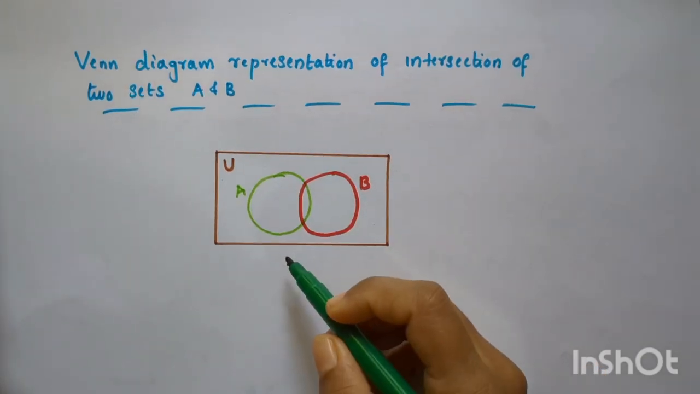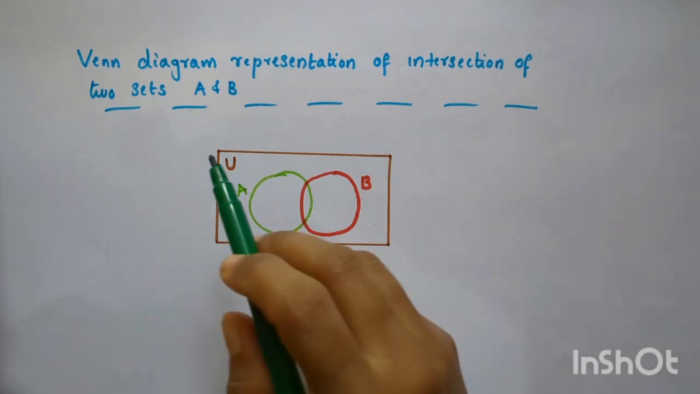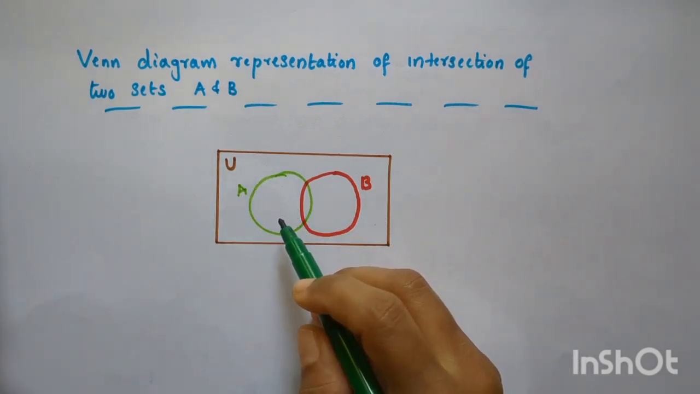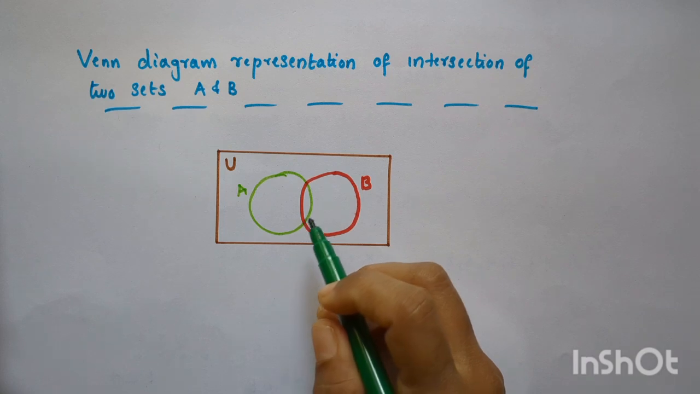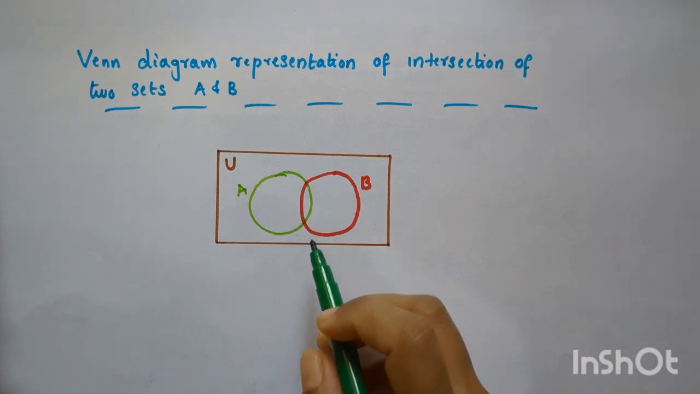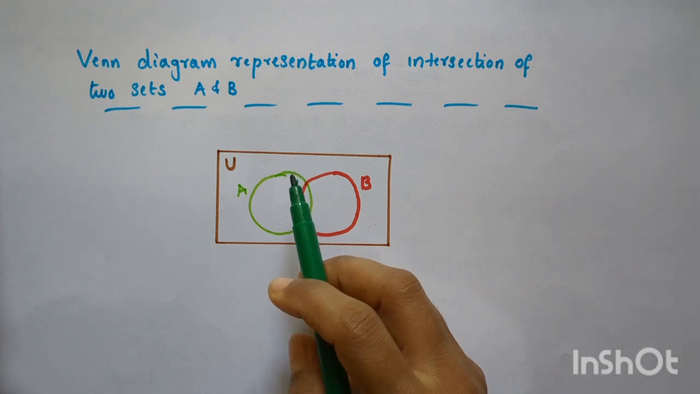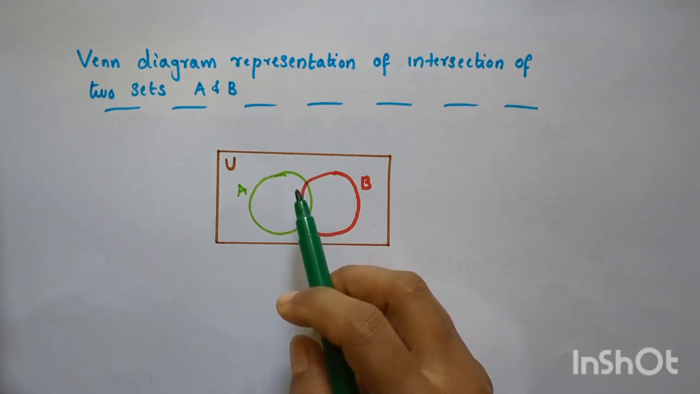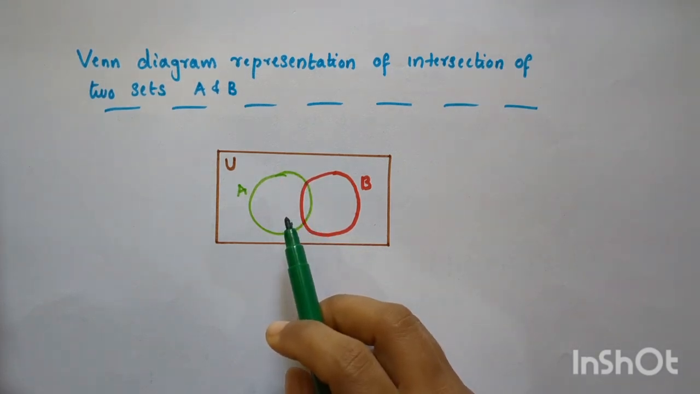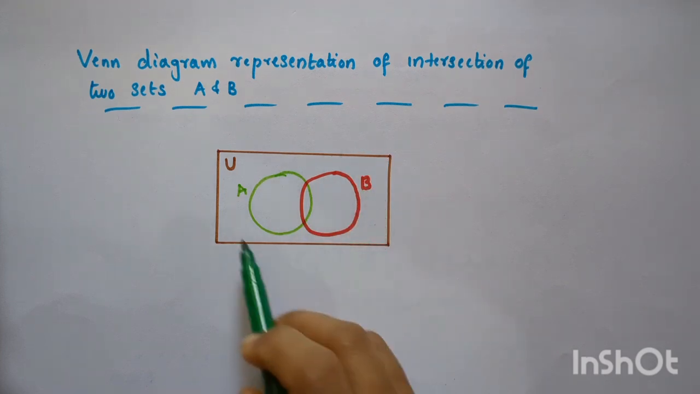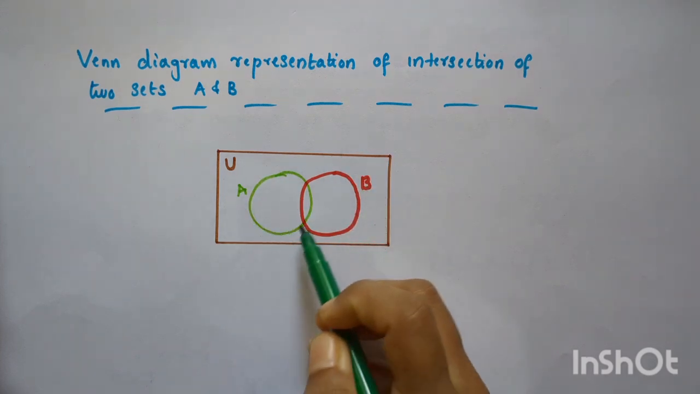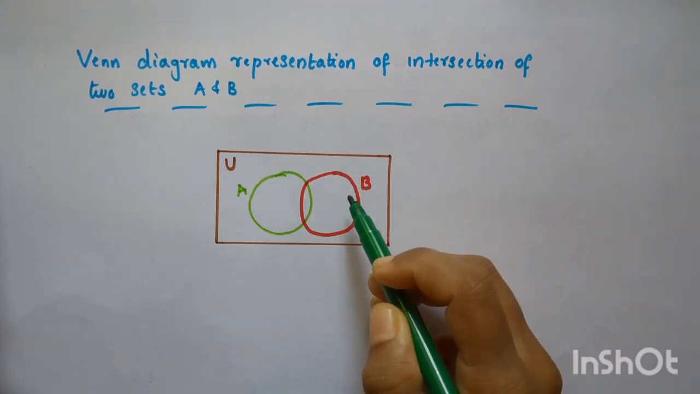Now, let us see the Venn diagram representation of intersection of two sets A and B. We have already discussed the union of sets in our previous videos, which will be available in the playlist. So here, let us see how to represent the intersection of two sets A and B using Venn diagram representation. So here you see, this is a universal set. Okay, this one is set A, this one is set B.